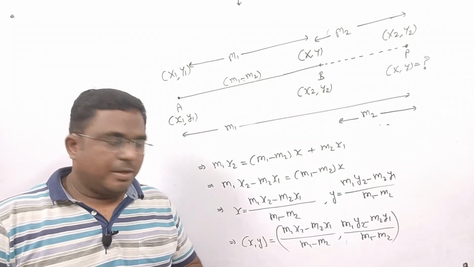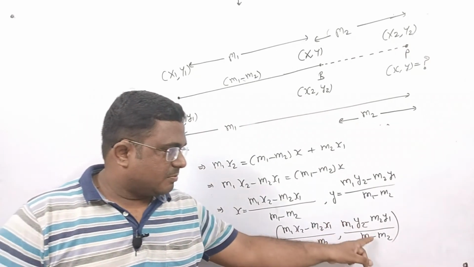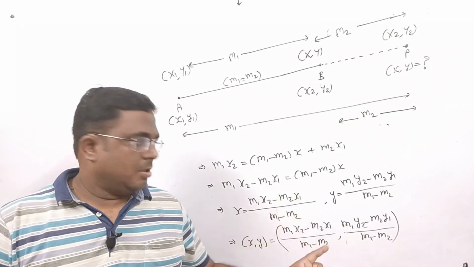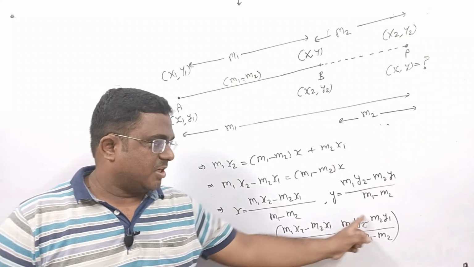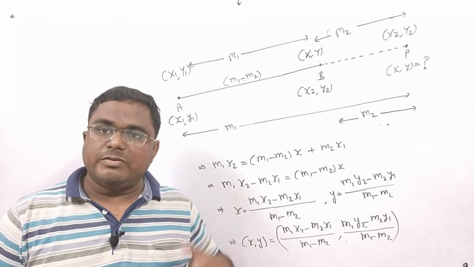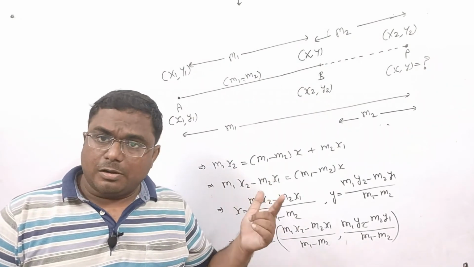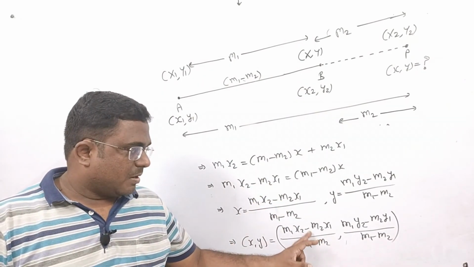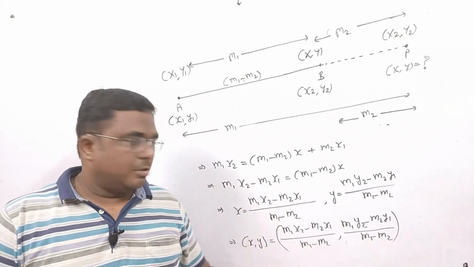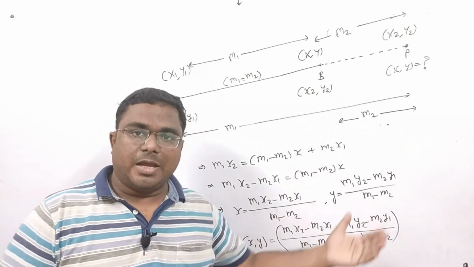In this, what is happening? Negative signs are coming here, and in case of internal division, these signs were positive. So this is the only difference between the formulas of internal division and external division. In internal division, these signs are positive here, here, here and here. But in external division, these four signs are negative.